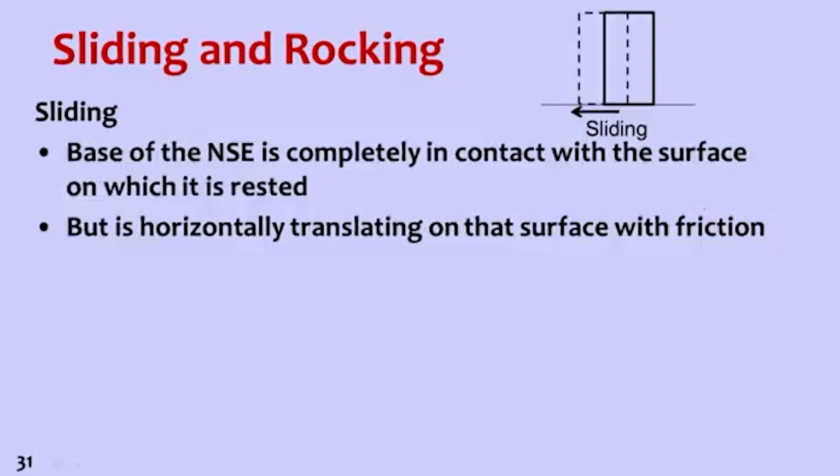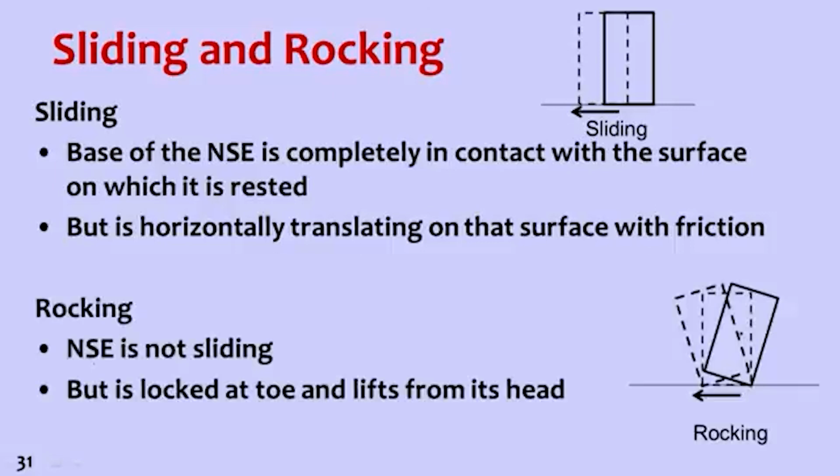Sliding and rocking, this is a combined thing. The base of the non-structural element is completely in contact with the surface on which it rests. This is because of the friction, but it is horizontally translating on the surface with friction. So it is horizontally translating.